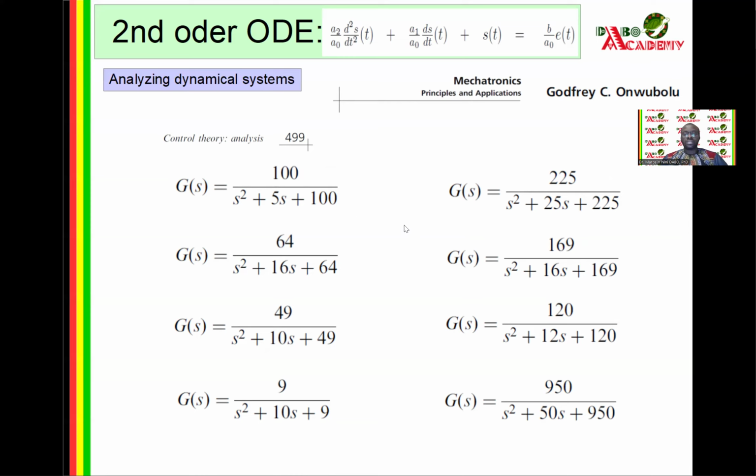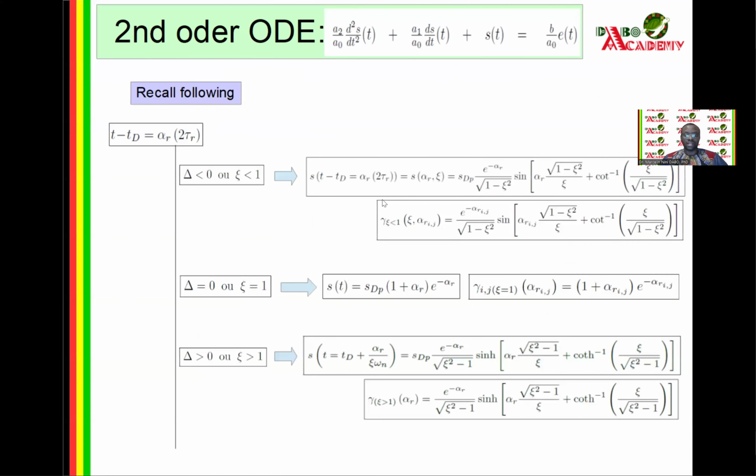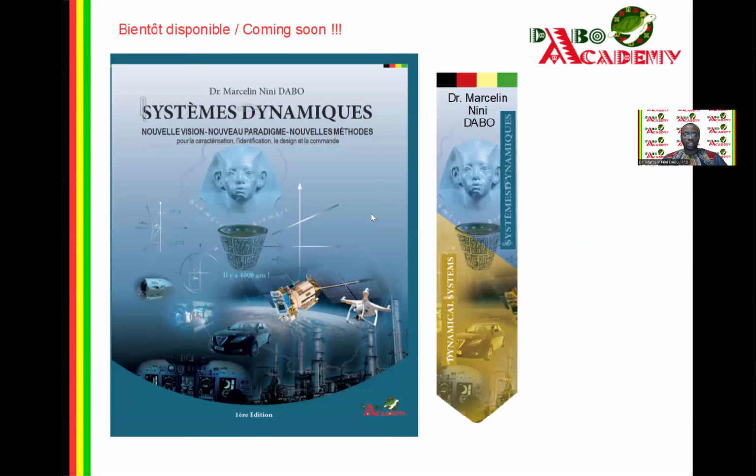So now all these elements and ways of analyzing, these formulas that you see and different tables, are summarized in this book. This is the French version and the English version is coming. So this is a bookmark that will come with the book.